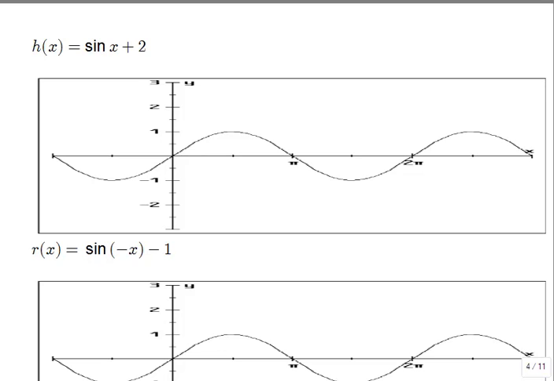Let's take a look at the next example. This time we have sine of x plus 2. Notice this time there are no parentheses around that 2. So that means or implies that it's off to the side, which implies that it's a vertical shift. And since it's plus 2, we are going to shift up 2.